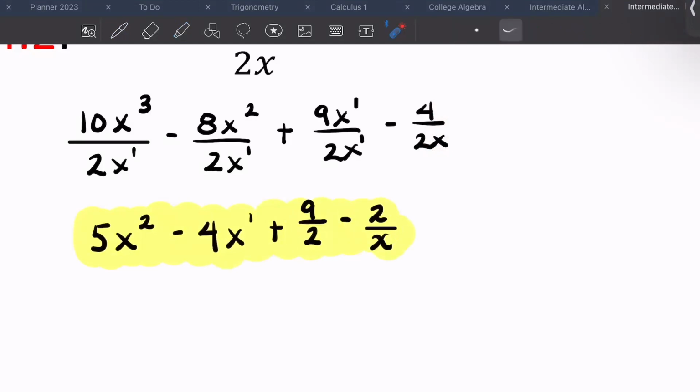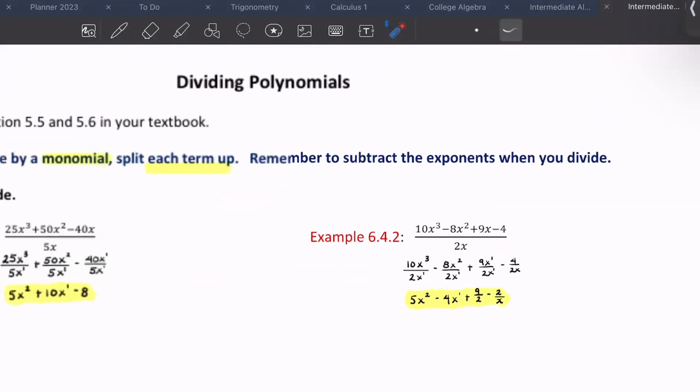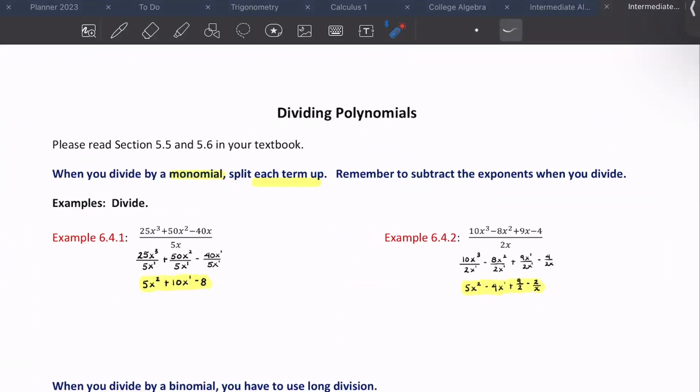So the key there is when you have your 1 minus 1s and you get 0, right? Anything raised to the 0 power is 1. And you had 9/2 times x to the 0. X to the 0 is 1. 9/2 times 1 is just 9/2. Here you didn't even have an x. So you said 4 divided by 2 and you got 2, and your x needed to stay in the bottom. So that's when we are dividing by a monomial, which means we have one term in the bottom.